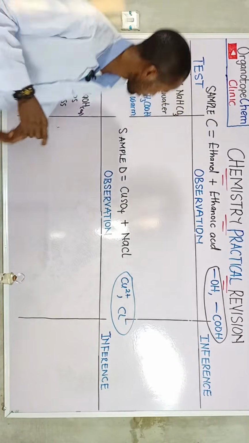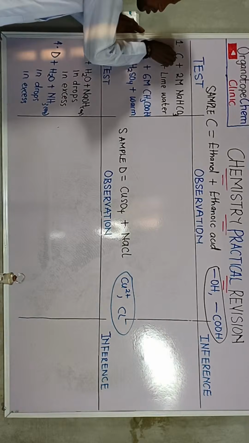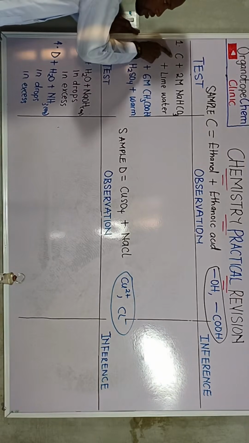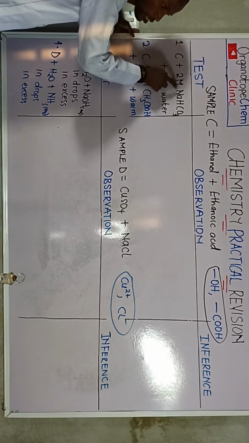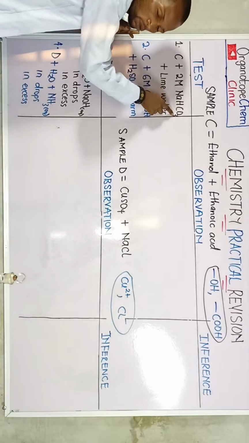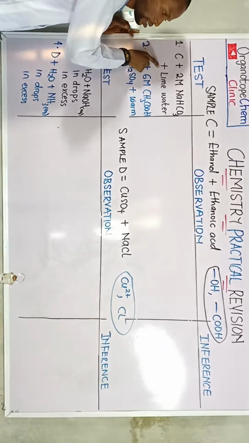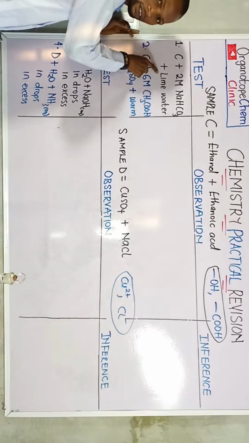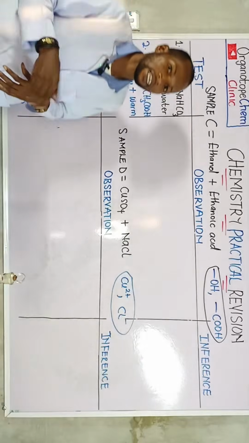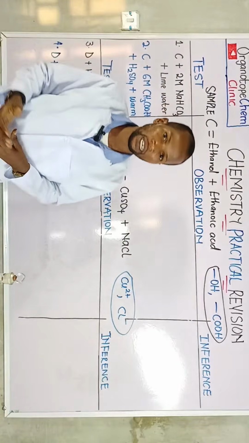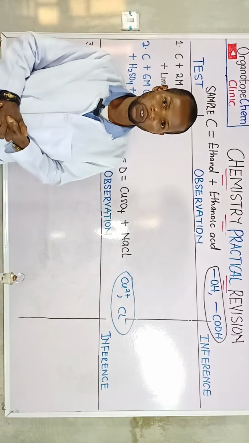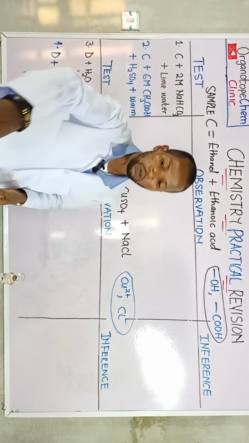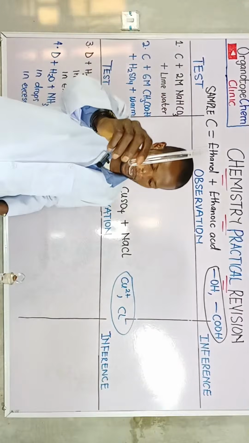Okay, so right here, you are going to take a small portion of sample C, add 2 molar sodium hydrogen carbonate solution, then you add lime water, so that the gas evolved will pass through lime water. That's what you've been asked to do. Is that taken? So I'm going to pick up my test tube.